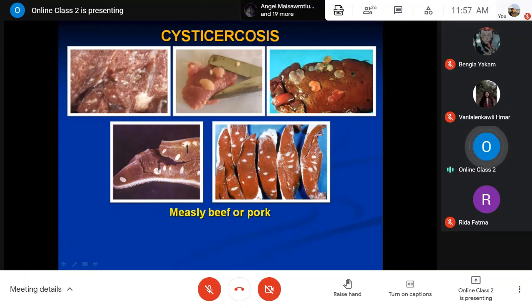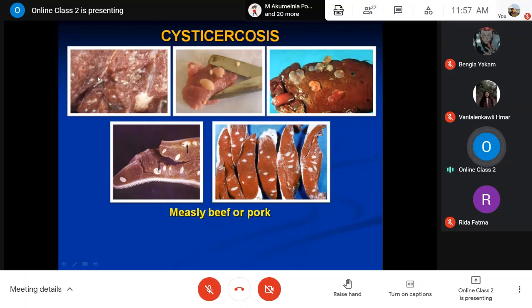Then after the death of the larval stage of the parasites, they used to remain as grayish white areas, calcified areas in the meat, maybe in the beef or in the pork like this. Okay, and the cyst, this measle-like cyst, used to be measly. That's why measly beef or measly pork, it is known as. It looks like measles in the case of humans, measles with vesicular lesions in the face and all. You might have heard, I think, about measles.